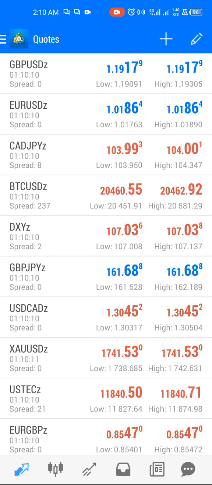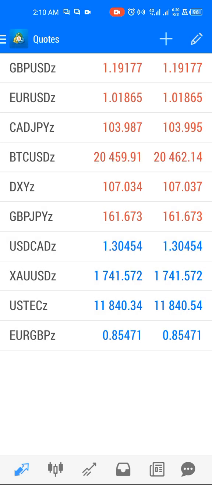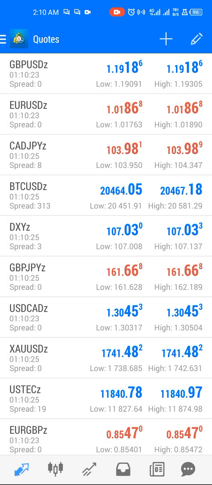So this is the advanced view mode. If I click on any one, I can choose a simple view mode, which I sometimes prefer. It just makes it easier on my eyes. All right, so I can choose a simple view mode too. But then I'm feeling like the advanced today. So now let's look up to this place.